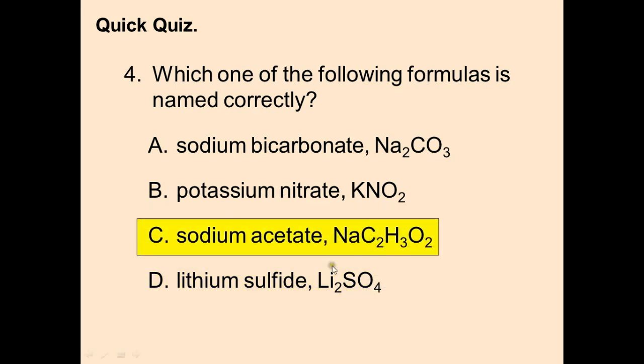So we can just check lithium sulfide. Li is definitely lithium. SO4, let's just see if that's sulfide. Well, this is a trick question, because sulfide is not polyatomic, this is just a normal ion. So sulfide is just S. So SO4 is definitely not sulfide. So that's how you get the answer.